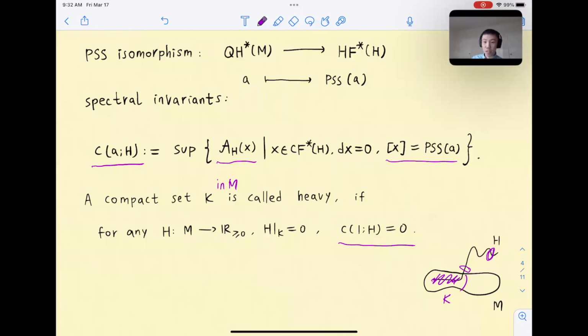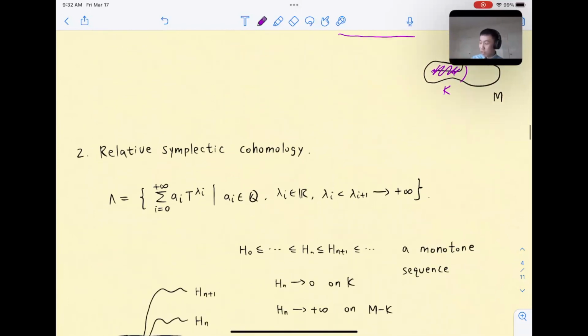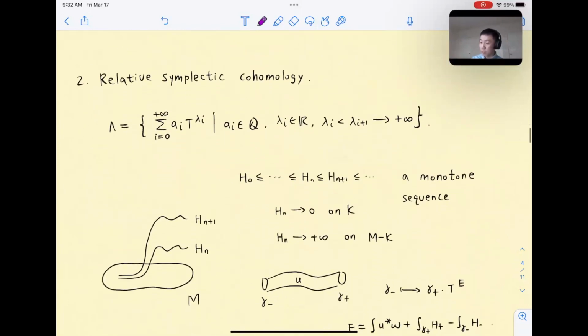So that's the definition of heaviness. Now, the second part, about the other side, relative symplectic cohomology, is defined by U. Varolgunes in his thesis. This will be an algebra over some field. The field is called the universal Novikov field, similar to the formal power series, but we allow those powers to be real numbers.